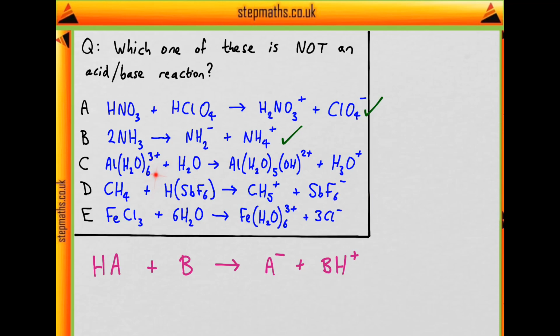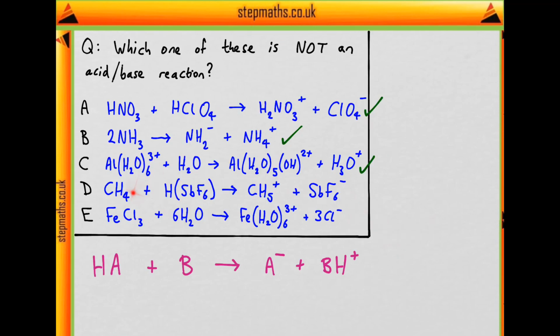Next, we've got this aluminium hexaaqua reacting with water. So is this an acid-base reaction? You can see that we formed the hydronium or H3O+ ion. So the water must have taken an H+ from somewhere, and it's in fact deprotonated one of the aluminium's waters. So you can see that water acted as a base and taken a proton away from the aluminium species. So again, we have an acid-base reaction here.